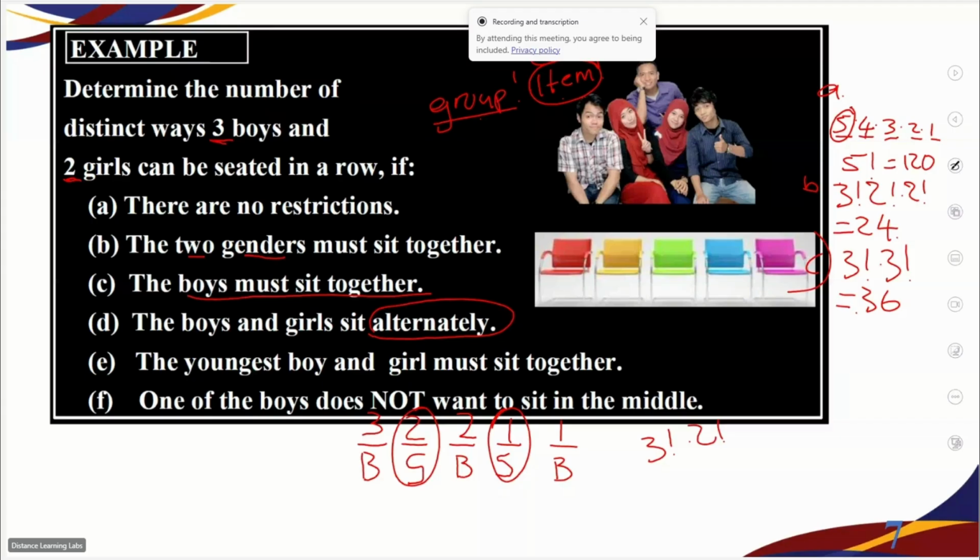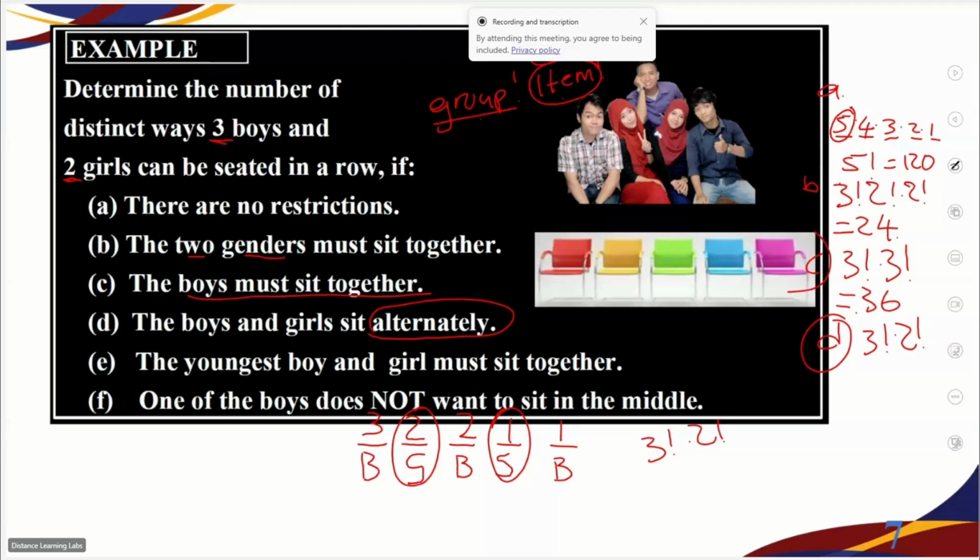Therefore, our response for letter D would be 3 factorial multiplied by 2 factorial, multiplied by 1 because it can happen in one way if the total number is an odd number. If the total number was an even number, then you would multiply your response by 2 because that would happen in 2 ways. They can start with either a boy or girl. But in our case, it is just 3 factorial by 2 factorial. Let's check letter E.